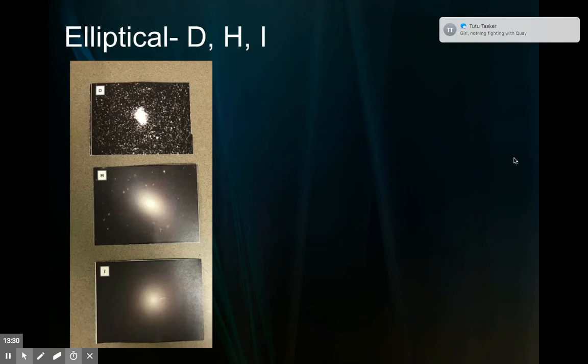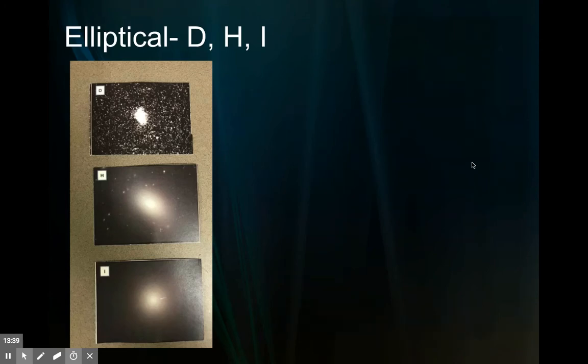All right. So the next one is elliptical. The elliptical galaxies, don't forget that they look like an egg. And the following ones are elliptical: D, H, and I.